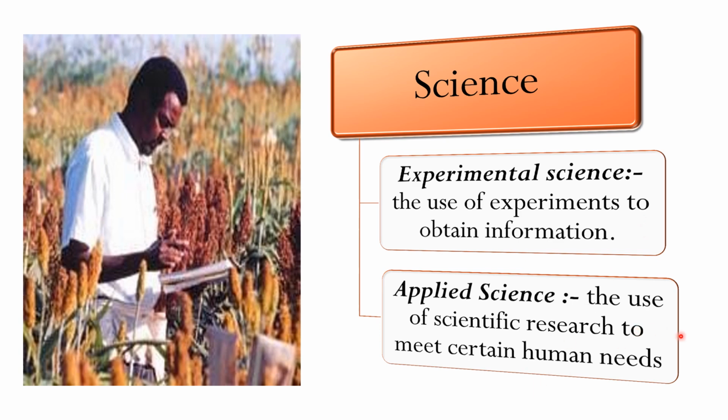The other one is applied science. They use scientific research to meet certain human needs, to develop materials, substances, and foods. It's called applied science. It's applied to human needs. For example, if you see these pictures, Professor Gabisa Jeta is studying sorghum research to meet certain human needs, to increase the safety of human food.